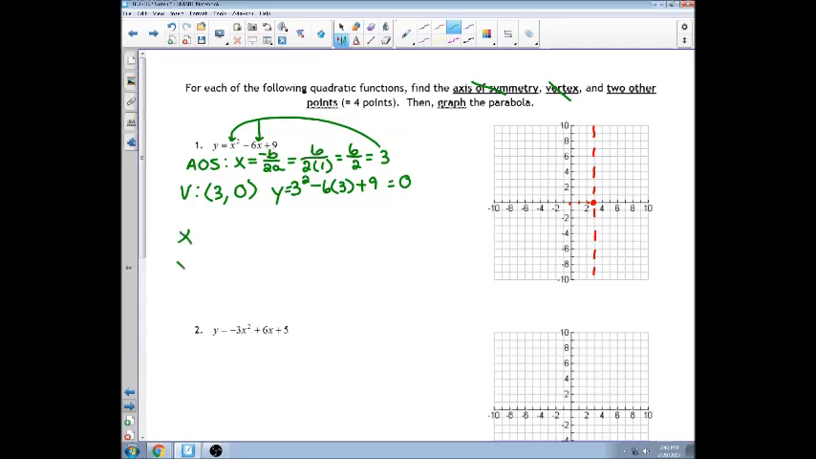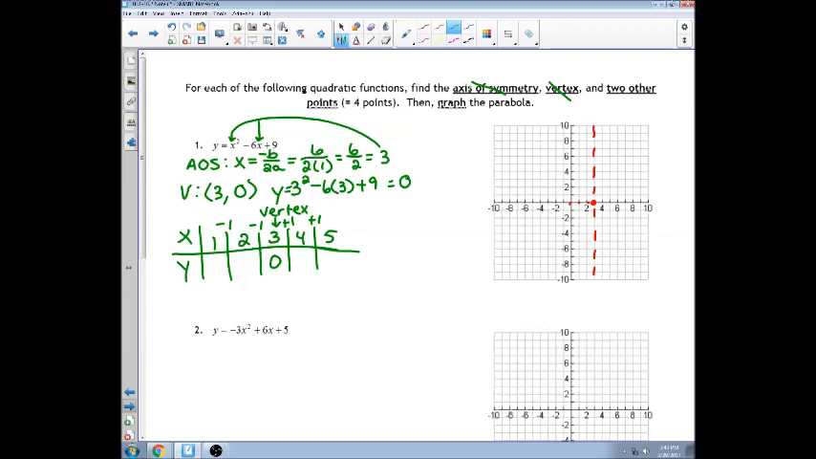So this is where we'll make our table. 1, 2, 3, 4, 5. Remember, in the center is where we're going to put our vertex every single time. So our x value of our vertex is 3, our y value is 0. Add 1 to move to the right, 4. Add 1 to move to the right, 5. Subtract 1 from 3 would be 2. Subtract 1 from 2 would be 1.